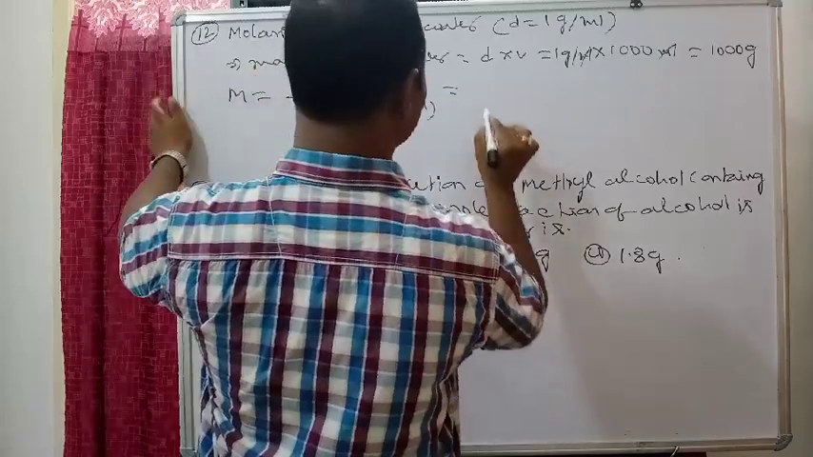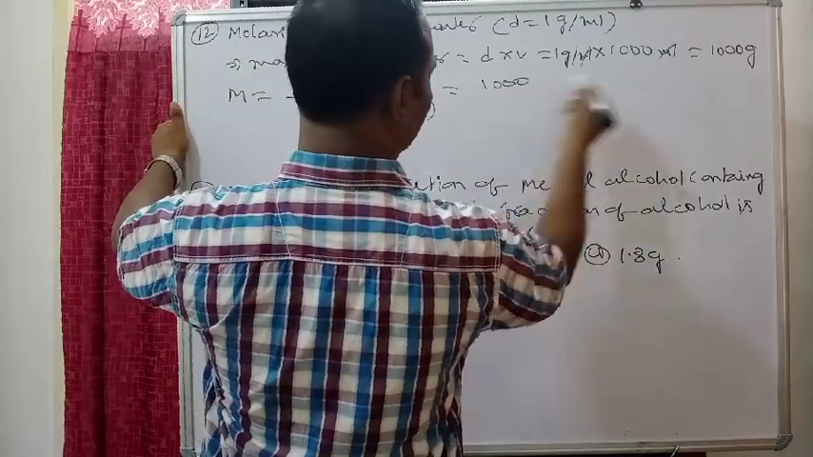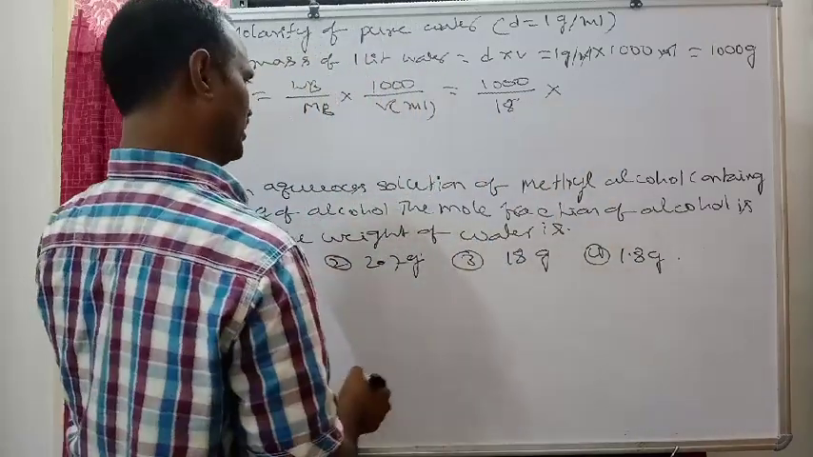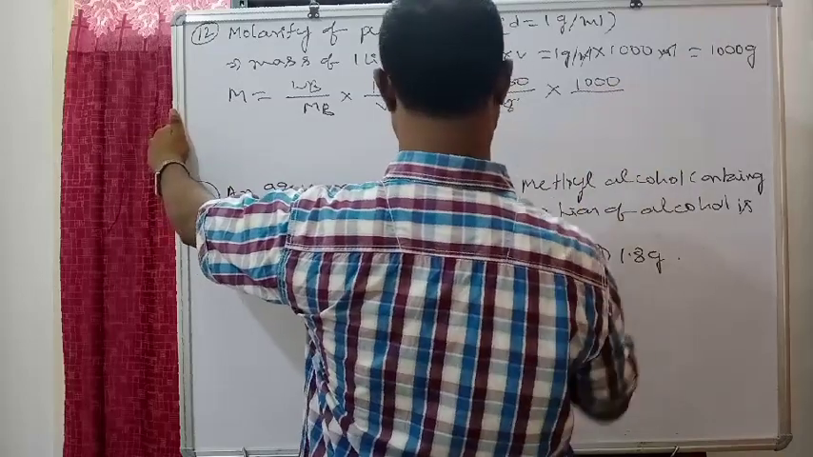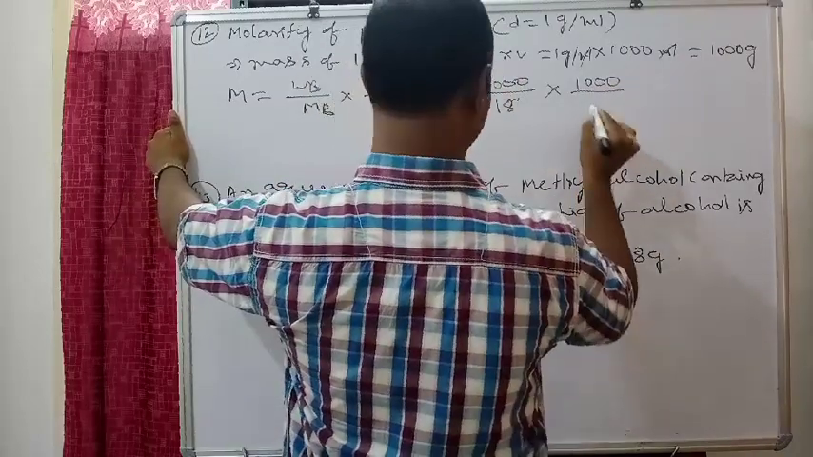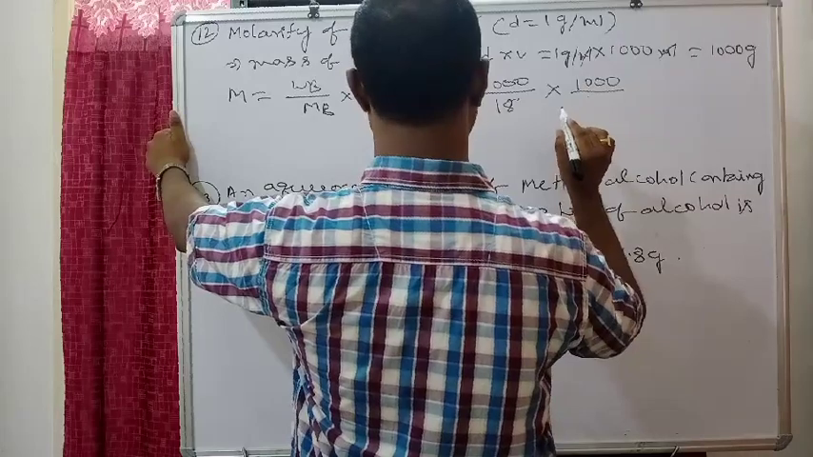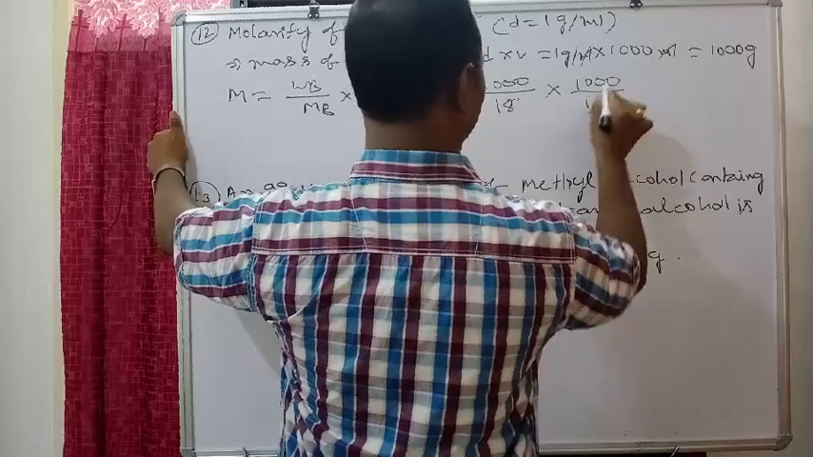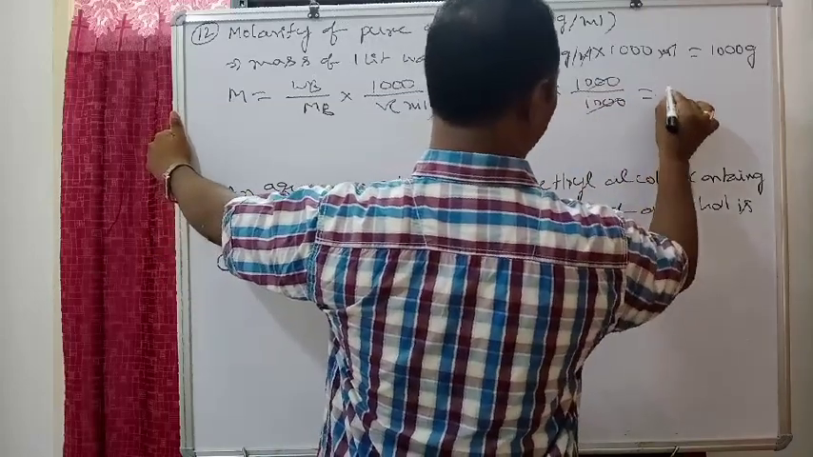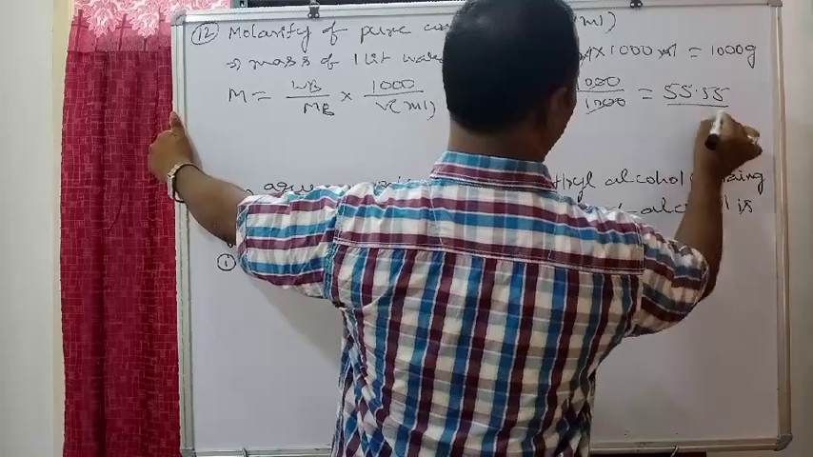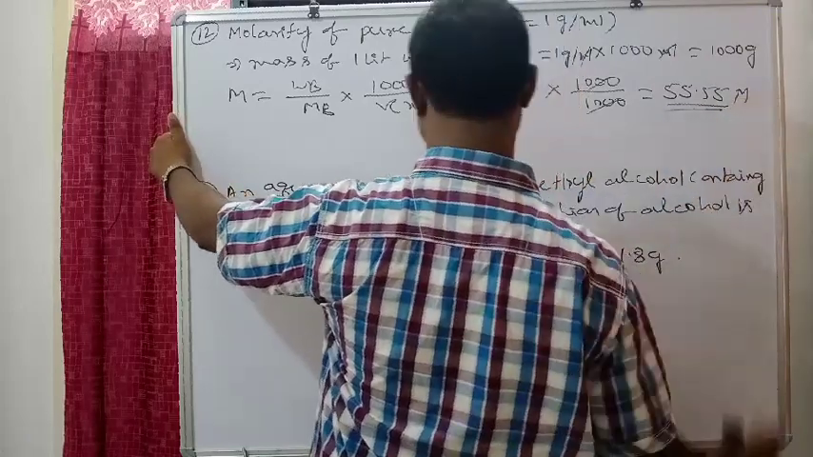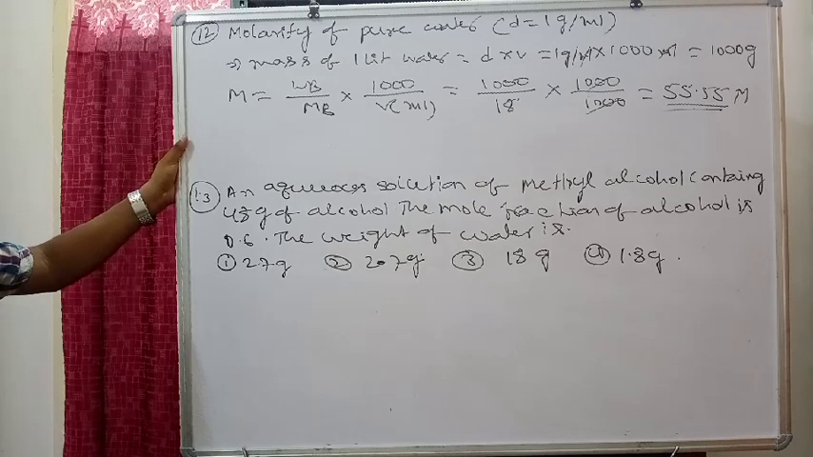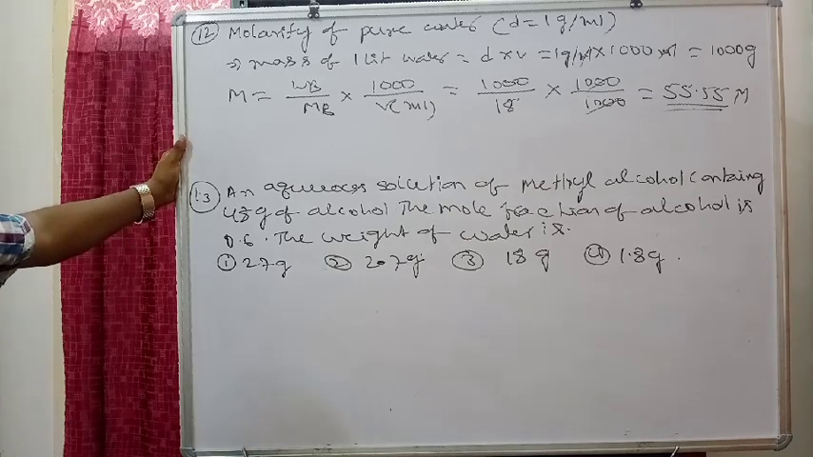Now molarity is equal to mass of solute by molar mass of solute into 1000 by volume in milliliter. Mass of solute, how much, sir? Pure water, it is 1000 grams. Molar mass of water 18, into 1000 by volume in milliliter. 1000 and 1 liter cancel. 1000 by 18 is 55.55 mole per liter. This is the molarity of pure water. Simple. 1000 by 18, we are getting 55.55.